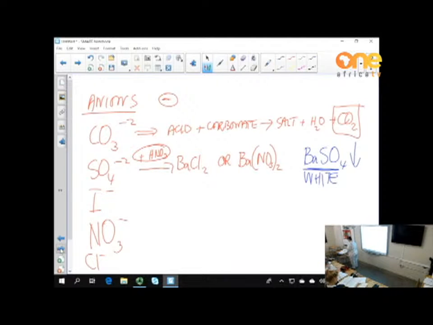Then, the chloride and the iodide. For the chloride, they say add 2 drops of dilute nitric acid. For the iodide, add 2 drops of dilute nitric acid. Actually, for chloride, bromide, and iodide, add 2 drops of dilute nitric acid. Then the next reagent that they add is silver nitrate. So for chlorides and iodides, I will add silver nitrate. Now, silver nitrate is a colorless liquid. It looks like water.